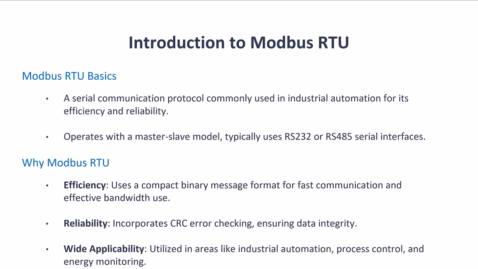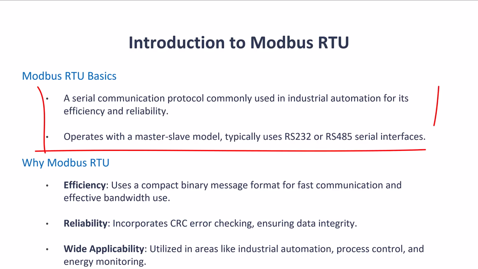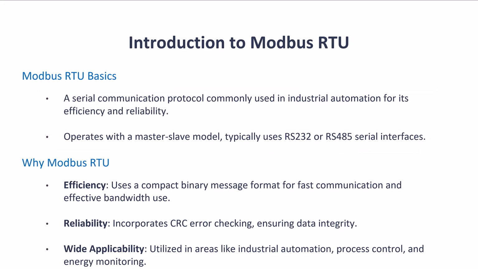Okay, before we get into it, let's briefly recap. Modbus RTU is a serial communication protocol that's popular in industrial automation because it's both efficient and reliable. It uses a master-slave model, typically over RS-232 or RS-485 lines. And why is it so widely used? It's efficient, using a compact binary format that saves bandwidth. It's reliable, thanks to CRC error checking. And it's versatile, found in everything from factory control systems to energy meters.